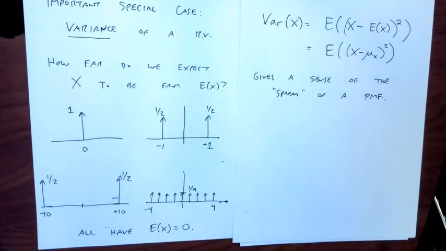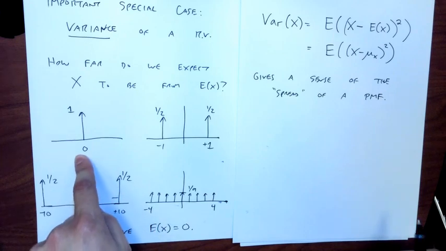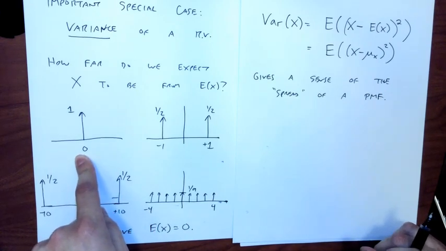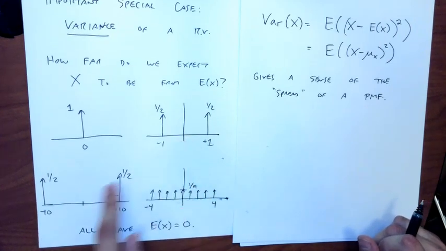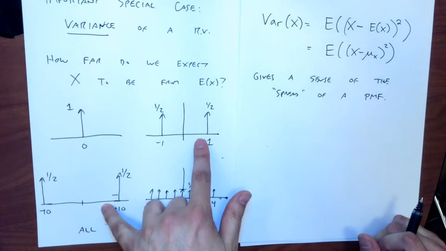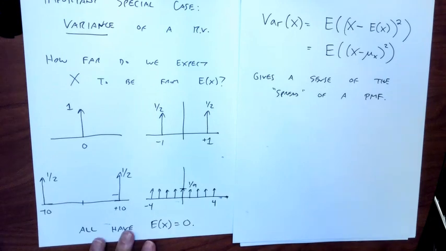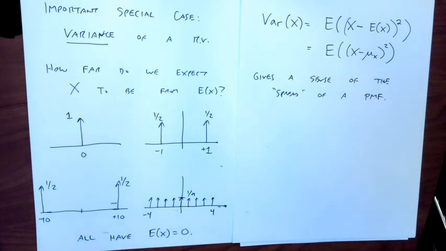So intuitively, this has the lowest variance. This should have variance 0 because there's no uncertainty at all. This should have higher than that. This should have higher than that. This is probably somewhere in the middle between these two. How spread out are these values?